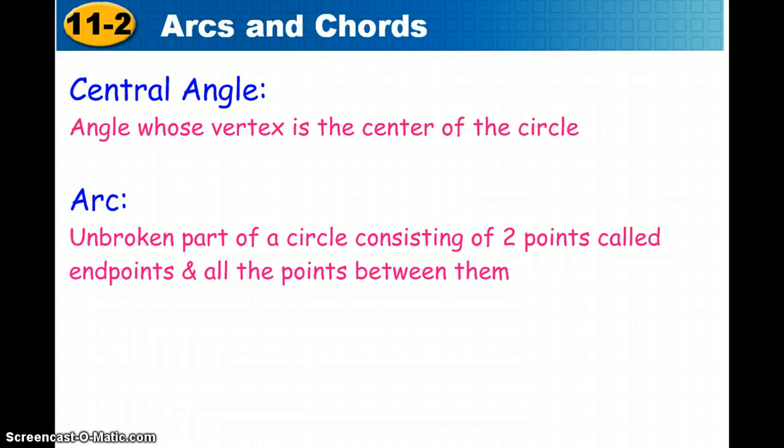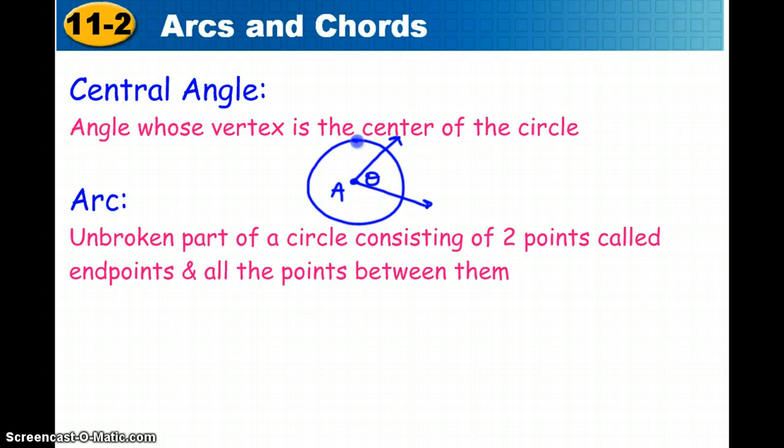A central angle is an angle whose vertex is the center of the circle. For example, if I draw a circle, let's call it circle A, a central angle would be an angle where the vertex is at the center. So I can draw out line segments from A, and this angle, let's say theta, is an example of a central angle. It's at the center of my circle.